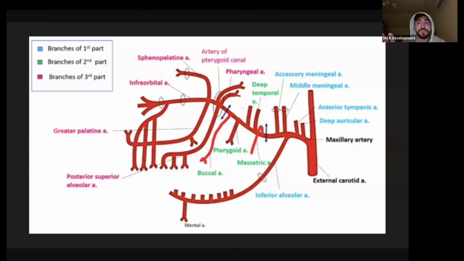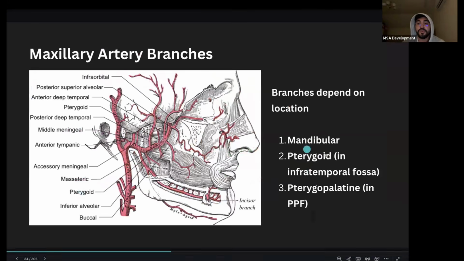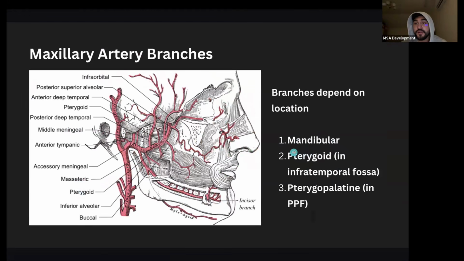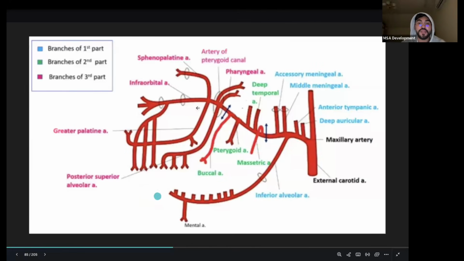You have to know the branches. They might ask you, so for example, you have these three, right? What branches are located in the mandibular area? What branches are located in the pterygoid? What branches are located in the pterygopalatine? Sometimes they can also say infratemporal fossa, so you need to know that the pterygoid is within the infratemporal fossa. Okay. So it's very important that you know the branches and where they are.